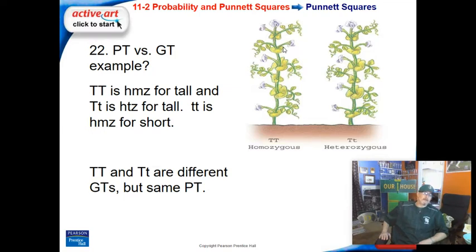Okay, so phenotype versus genotype example. Big T, big T is homozygous for tall or homozygous dominant. Big T, little t is heterozygous for tall. You don't have to say heterozygous dominant. Little t, little t is homozygous for short or homozygous recessive. As you can see, big T, big T and big T, little t, which are different genotypes, both have the exact same phenotype. And the reason why is that as long as you have one big T, you will get the dominant phenotype.